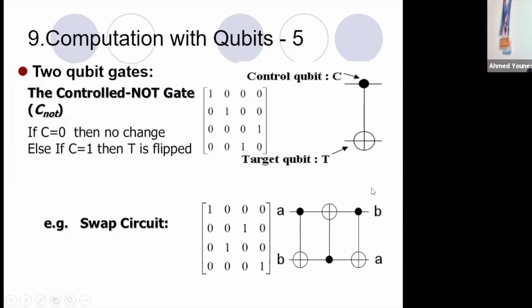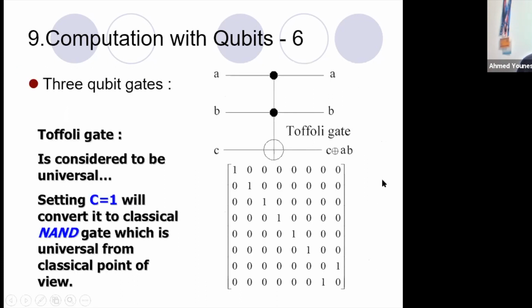Actually, you can use this logic, for example, to build this circuit. So the control flips the target, then the target flips the control, then the control flips the target again. This very simple circuit is a swap circuit. We can use it to swap A and B without using a temporary variable, as we used to do in programming languages.